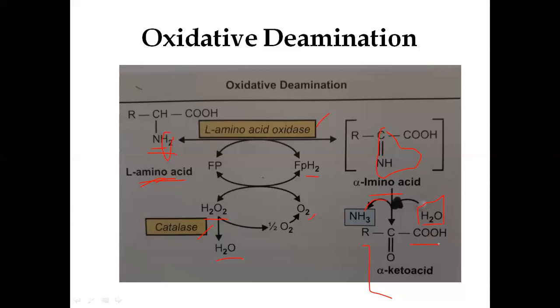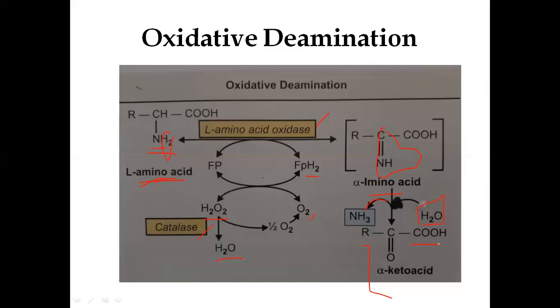Later it will enter the Krebs cycle, or it will be converted into different intermediates of the Krebs cycle, and will be converted into carbon dioxide and water. This is actually the oxidative deamination. So the cells are rich in L-amino acid oxidases, which oxidize the L-amino acid, and these enzymes have the flavoprotein, that is FMN.